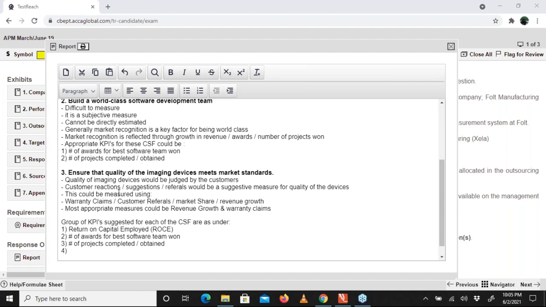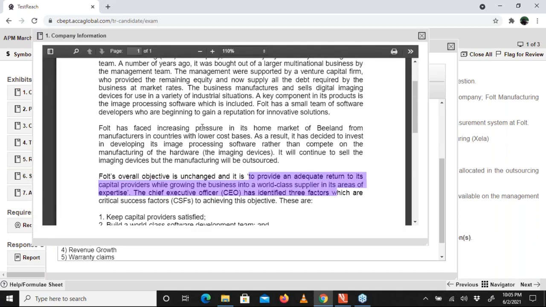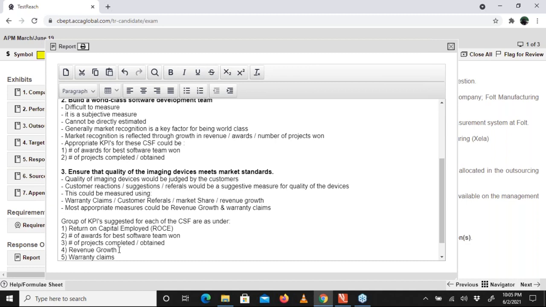So the next one of them is basically revenue growth and warranty claims. Okay, let me go back to it a bit. Fold has faced increasing pressure in its home market of Beeland from manufacturers in countries with lower cost basis. As a result, it has decided to invest in developing its image. There is one more thing which could happen, that the market standards are basically low cost also.